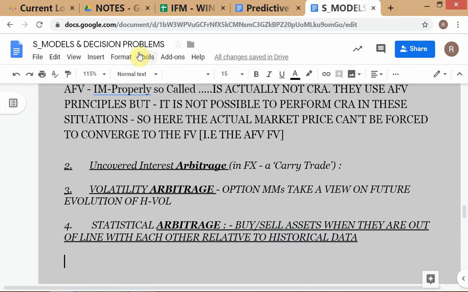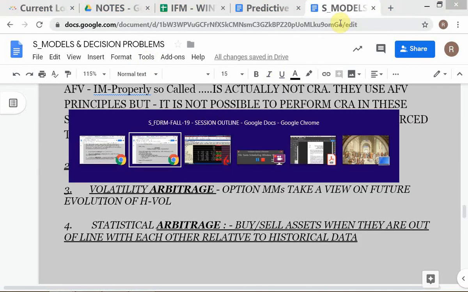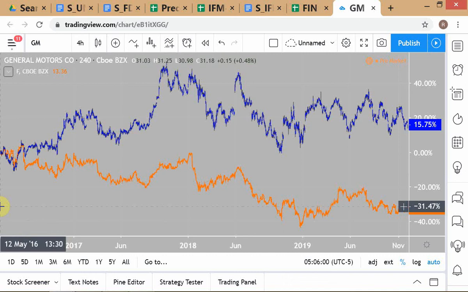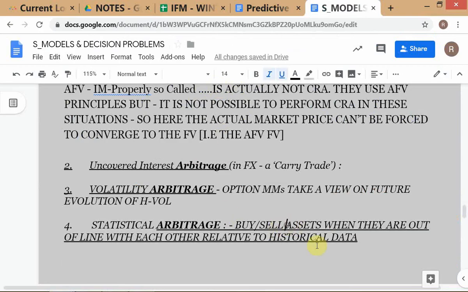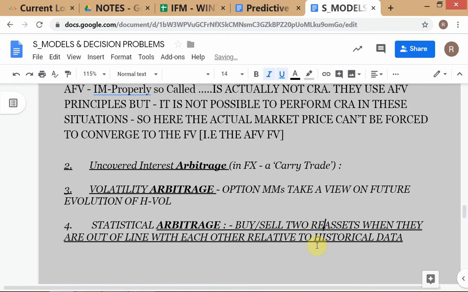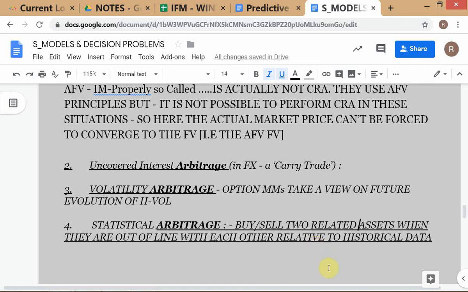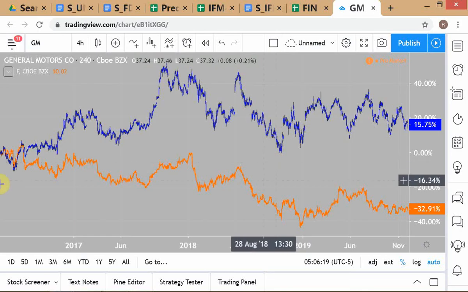Try to understand the philosophy here. The philosophy behind statistical arbitrage is that you take a couple of assets which are related. So here I should put in another word: buy and sell two related assets. It's not like I'm comparing Apple to Ford Motor. I'm comparing General Motors to Ford Motor. My theory is that since these are both global car companies, their performance should have some broad similarity, because if there's any trend in the auto industry, it should affect both of them equally. So you take two related assets, but related doesn't mean that they're identical.